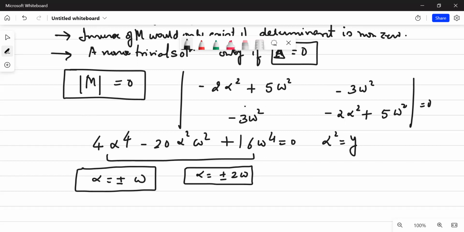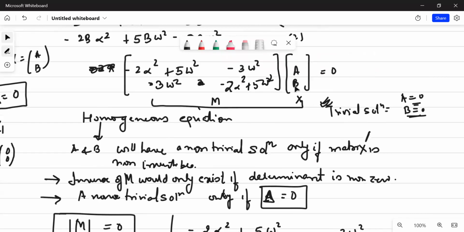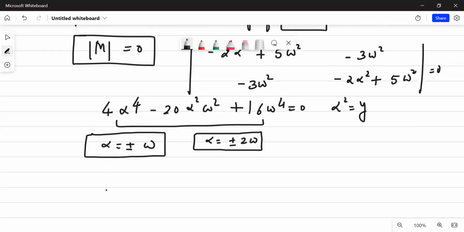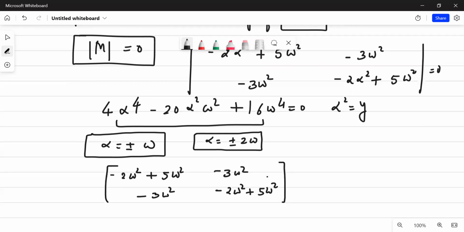If I replace alpha equal to omega, let me see what the relationship is between A and B. Let us find. So this will be minus 2 omega square plus 5 omega square, and minus 3 omega square. Here you will have minus 3 omega square, and again minus 2 omega square plus 5 omega square, and then you have this A and B here equal to 0. This is like minus 3, so plus 3, this will yield you A equal to B. Try this. So this is 3 omega square minus 3 omega square. This will yield you A equal to B.